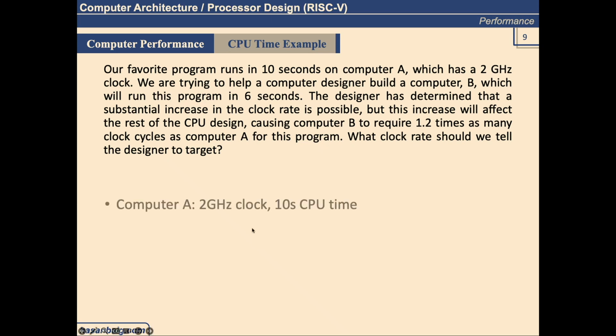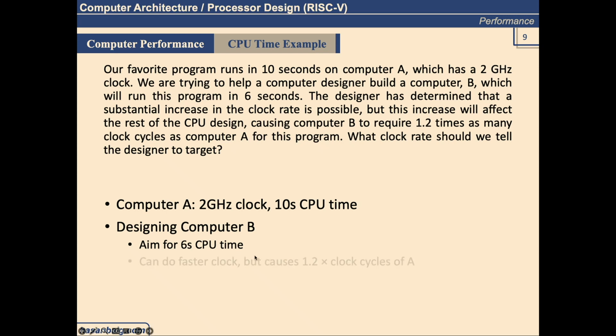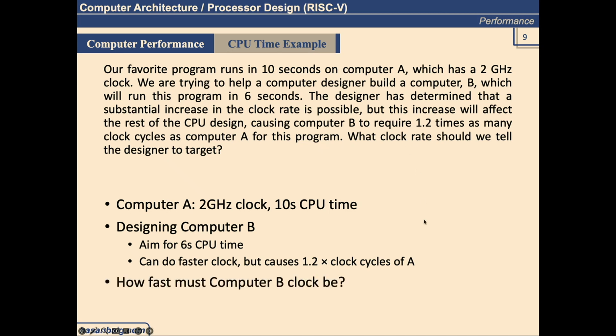To summarize, we have computer A running at a 2 gigahertz clock with 10-second CPU time. What we need to do is to design computer B. And again, if you are given a task like this, you should extract the important information and put it separately. This will help you solve the problem quicker. We need to design computer B. I have to aim for 6-second CPU time. We can do a faster clock, and it causes 1.2 times the clock cycles of A. We are just extracting the information from this description. What we need to do is to calculate how fast computer B's clock should be.